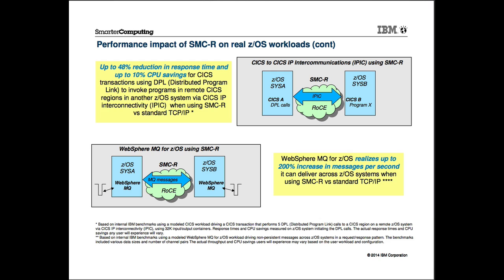And finally, we did a WebSphere benchmark where we had two WebSphere MQ regions doing messaging between each other. By putting SMC-R in there, they got a 200% increase in messages per second. So I think these slides will show you that SMC-R, for the right workloads, has huge benefits in CPU and latency.